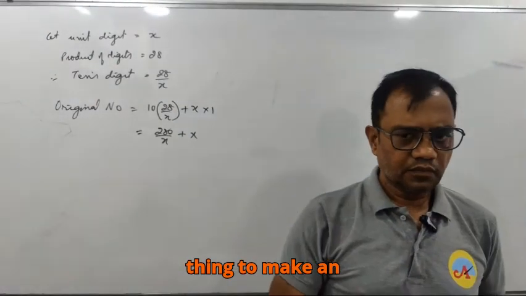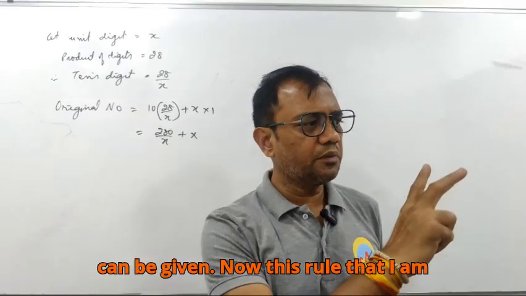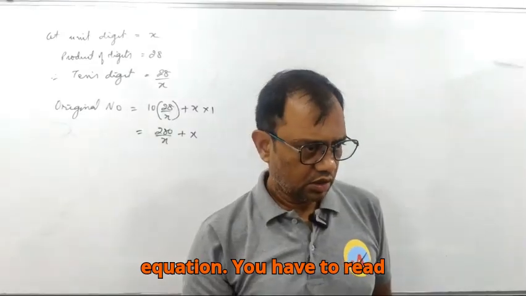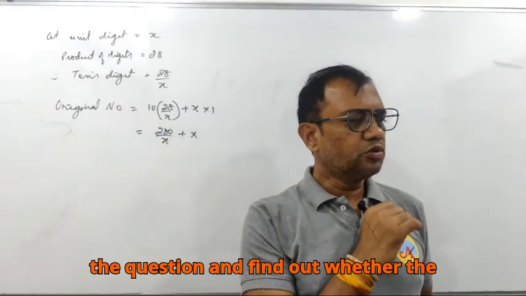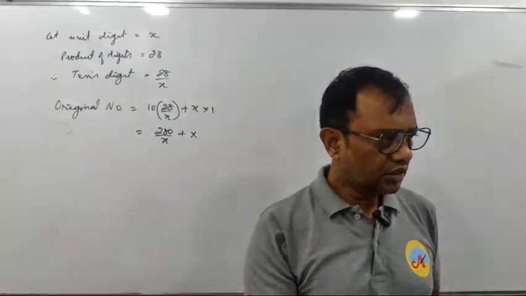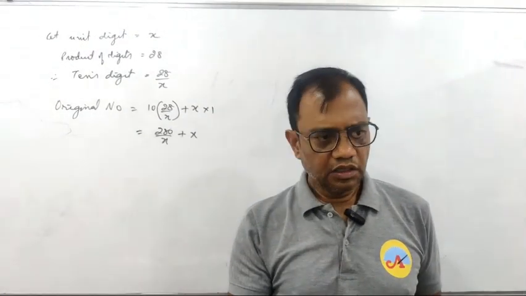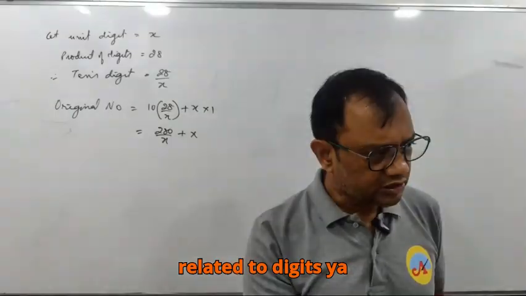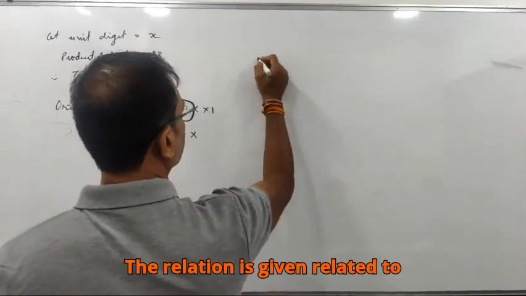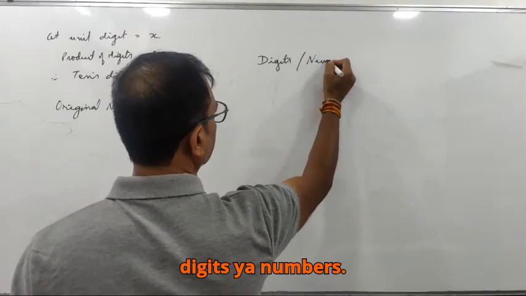One more thing. To make an equation, two types of sentences can be given. Now this rule that I am telling you is applicable also for linear equations. You have to read the question and find out whether the relation is given related to digits or numbers.